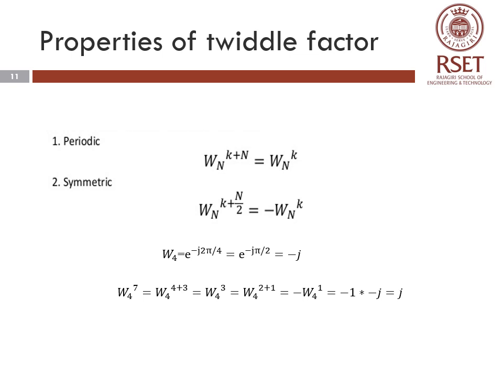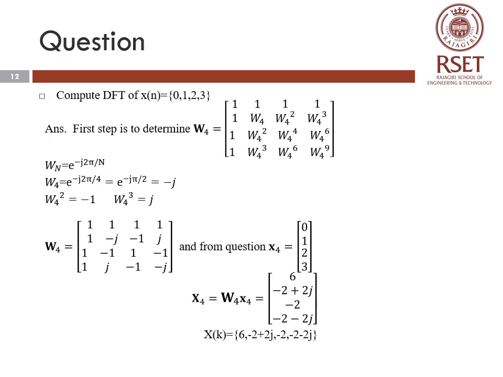Okay, so W4 raised to 7 can be written as W4 raised to 4 plus 3, which is equal to W4 raised to 3 according to the periodicity property. And this W4 raised to 3 can be represented as W4 raised to 2 plus 1, which is equal to minus W4 raised to 1 according to the symmetry property. Okay, so it is minus 1 into minus j, which is equal to j. Okay, next we shall see a problem.